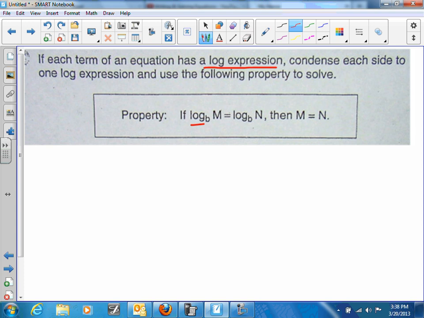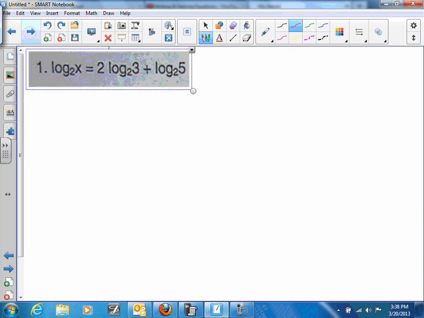If you have log base b of m is equal to log base b of n, then you're going to take those out and you're simply going to drop down and you get m equals n. All right, so we're going to apply that to these equations. So first of all, let's look at this first one.